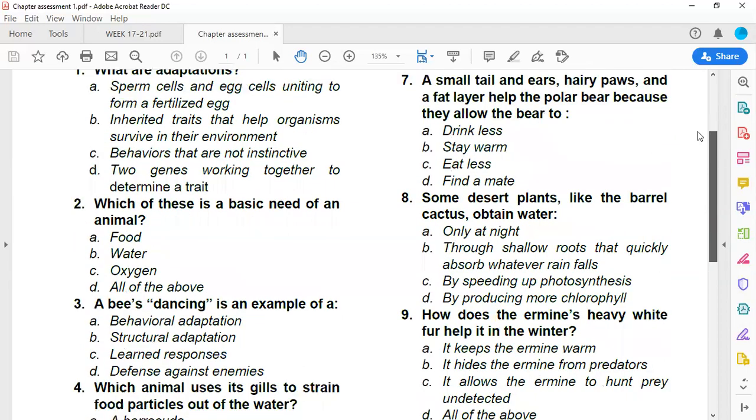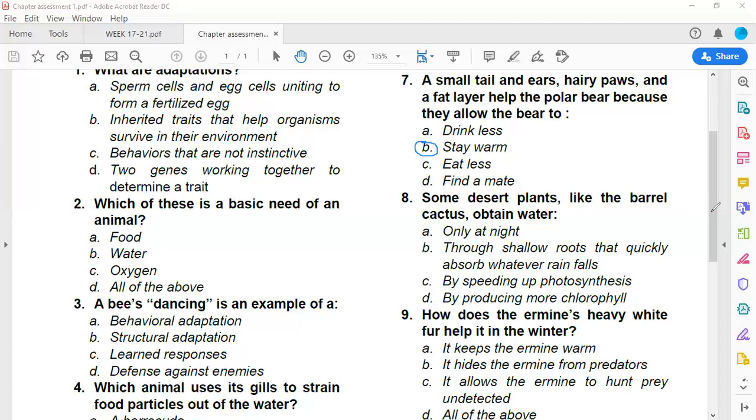We're going to do number 7, number 8, and number 9. Number 7 says a small tail and ears, hairy paws, and a fat layer help the polar bear because they allow the bear to: letter A, drink less; letter B, stay warm; letter C, eat less; and letter D, find a mate. And it's obviously letter B, stay warm. If the ears and the tail are small, the bear will obviously lose less energy. So when trying to stay warm, it'll use less energy.